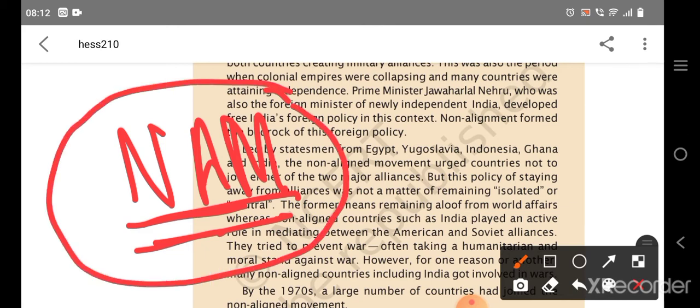The countries in this non-aligned movement have to play an active role in mediating, keeping calm and peace between both the countries, USSR and USA. They should try at least to have some peace between both of the countries. Okay, so this was the work of NAM, and Jawaharlal Nehru played an active role. India played an active role.